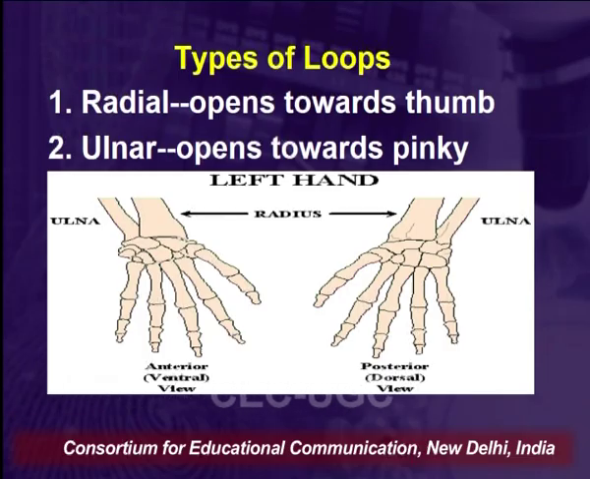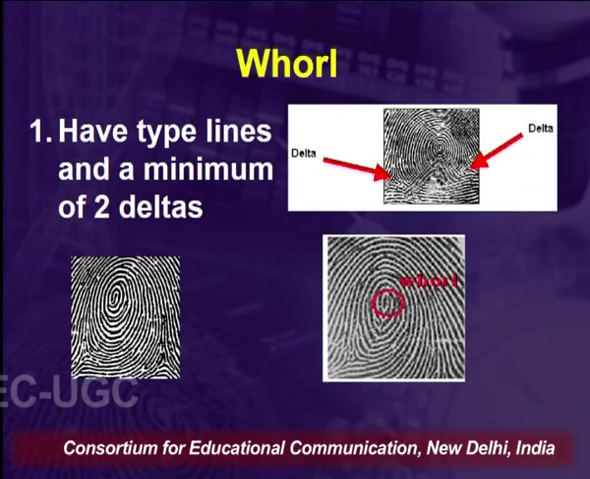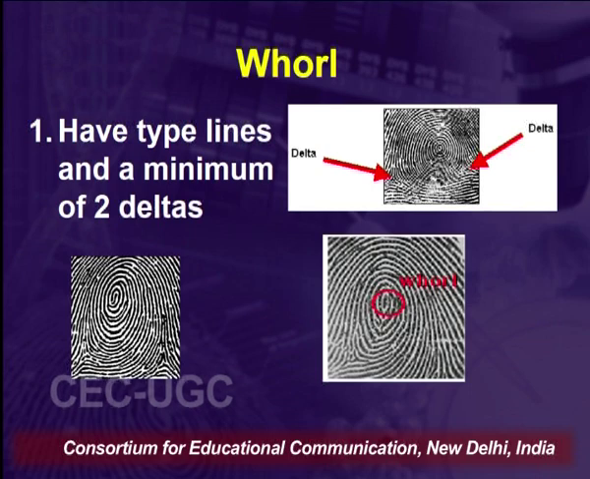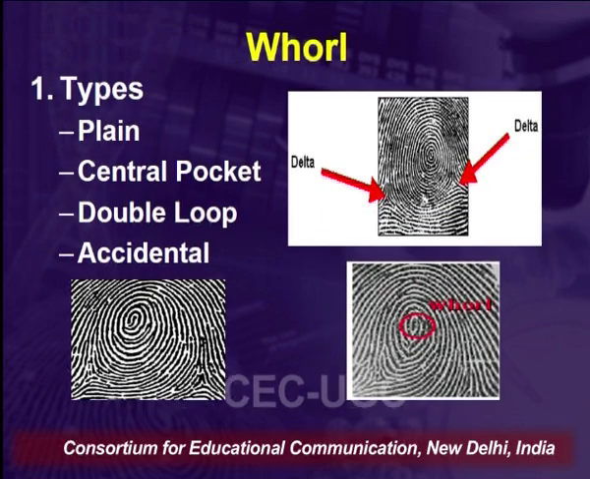So, arches are the rarest patterns, found in only 5% of the population. Then we have whorls. For whorls, we should have type lines and a minimum of 2 deltas. A pattern is classified as a whorl when 2 deltas are present.